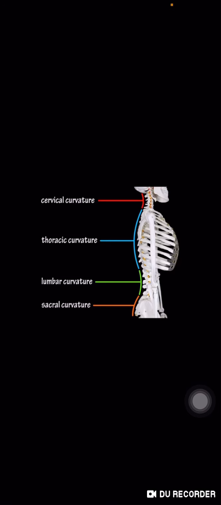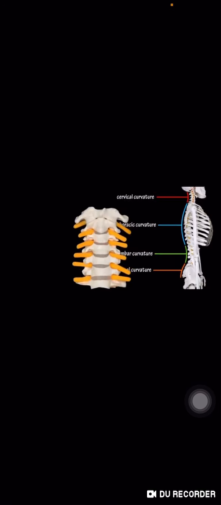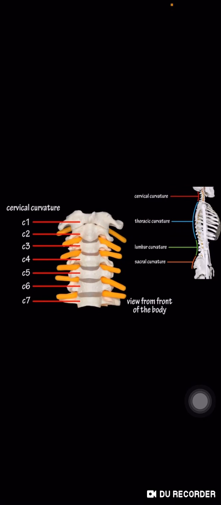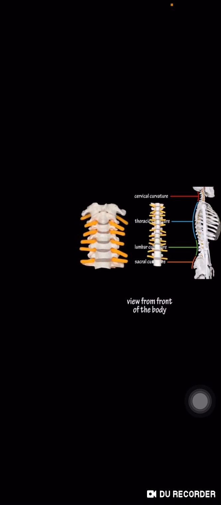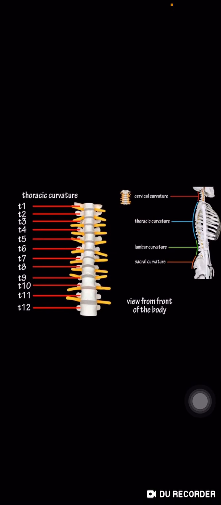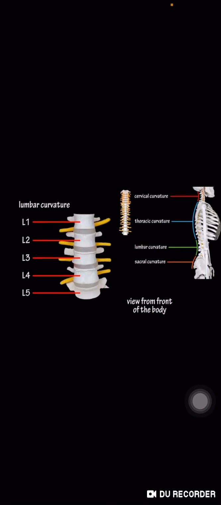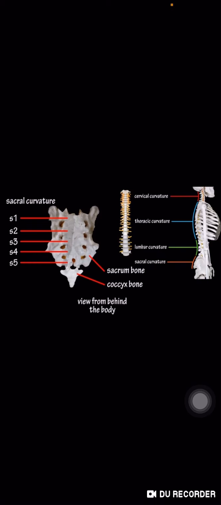curvature. The vertebral column consists of 26 different bones. The cervical curvature has 7 individual vertebrae numbered C1 through C7. The thoracic curvature is comprised of 12 individual vertebrae, T1 to T12. The lumbar region has 5 individual vertebrae numbered L1 through L5. The sacral curvature is formed by a bony structure of 5 sacral vertebrae fused together, forming the sacrum bone. Beneath the sacrum is the coccyx bone, often referred to as the tailbone, which consists of coccygeal vertebrae that are also fused together.